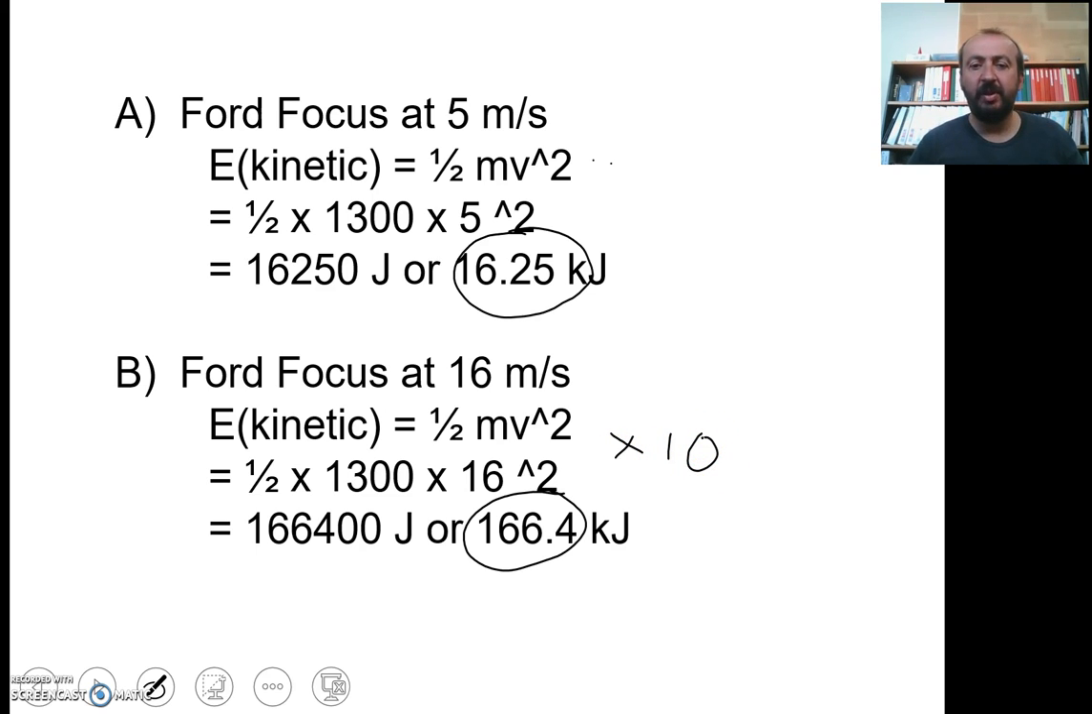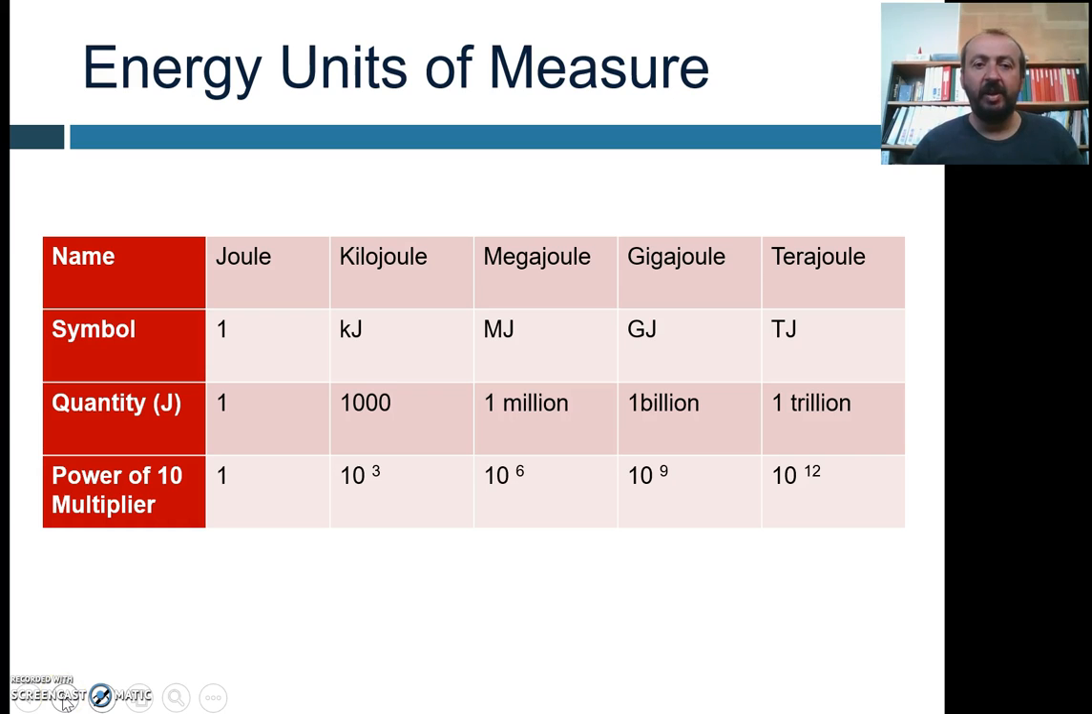So that's pretty amazing difference. We've tripled the speed, but the energy in the impact is 10 times greater. So it's 10 times the energy of impact, even when we've only just tripled the speed. Okay, so we'll go on, and just a quick note on the energy's units of measure, how we measure it in. We've talked about this before.